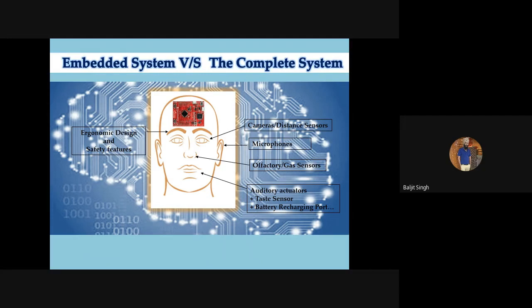So just taking an example, the embedded system, we can say the processing part, the processors and the peripheral devices are shown over here. This part over here is the controller, or we can say the processor module. So this is the brain of the complete system. These are the first kind of sensors which we have: the cameras or the distance sensors. These are microphones, the auditory sensors. The nose, that means olfactory or the gas sensor, has arrays of thousands of various different gas sensors.